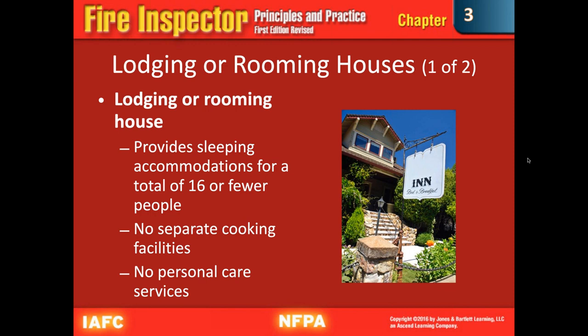Lodging or rooming houses. A lodging or rooming house is a building or portion thereof that provides sleeping accommodations for a total of 16 or fewer people on a transient or permanent basis. So your Airbnb falls into these. They may provide meals, but not separate cooking facilities for individual occupants. No personal care services are provided. Some examples: guest houses, bed and breakfasts, small inns or motels, foster homes.